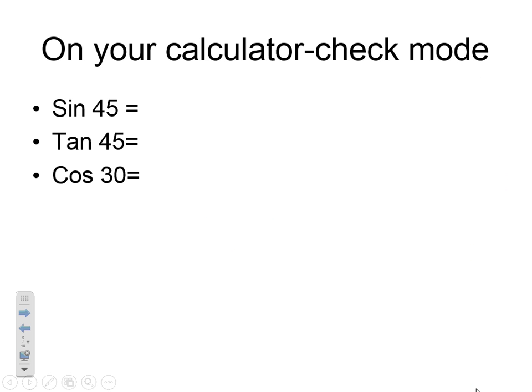Okay, let's just do a calculator mode check. I just want you to put in the sine of 45, and you should get 0.707. If you don't, then you are not in degree mode. We want to be in DEG mode. If you are unable to figure out the degree mode, please ask me tomorrow at the beginning of class to make sure that we are in degree mode. The tangent of 45 would be 1.